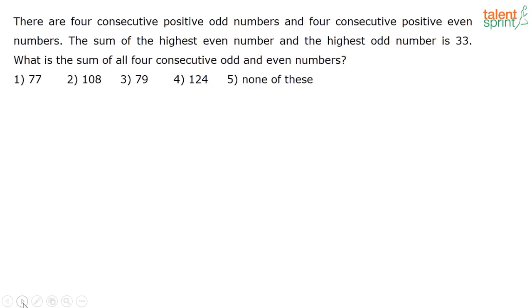What is the sum of all 4 consecutive odd and even numbers? So how will you do this? Since they have not given the odd numbers and the even numbers are consecutive and all, we'll have to take them separately only. So let us assume that the odd numbers are x, x plus 2, x plus 4 and x plus 6. I am assuming that these are the 4 consecutive odd numbers.